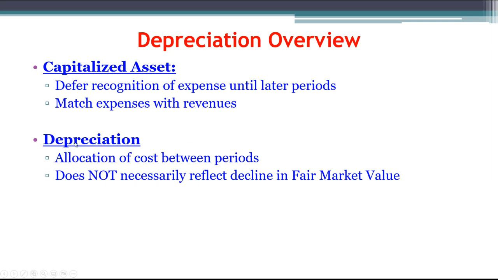Accounting depreciation is not trying to reflect the decline in fair market value. Instead, it's just a cost allocation mechanism to allow us to estimate as best we can the usage of that asset across the years.